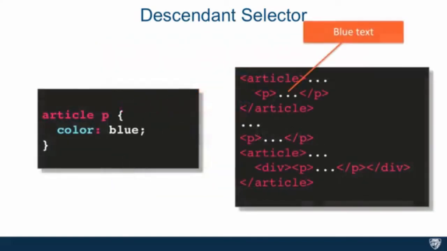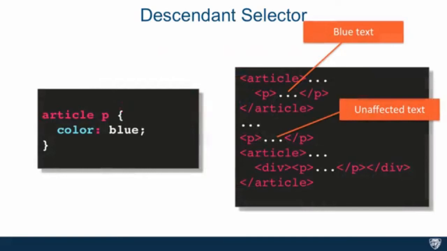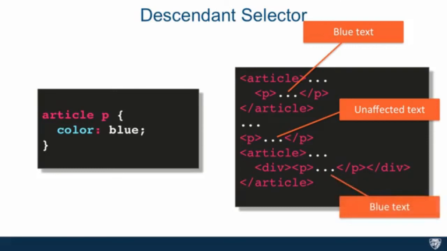So for example, in this case, it is a direct child of an article and the text will turn blue. In this case, it's going to be completely unaffected because it's not inside of an article element altogether. And in this case, it will still turn blue, even though it's not a direct child of the element, since we're using a descendant selector combination, the p element is still technically inside the article, even though it's not a direct child, and will have its text turn blue.